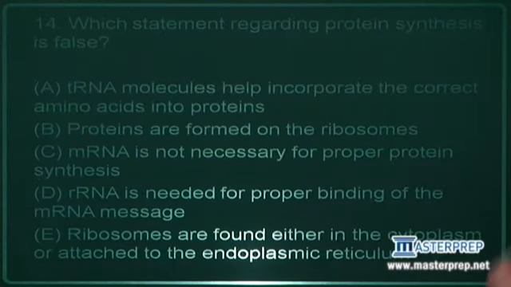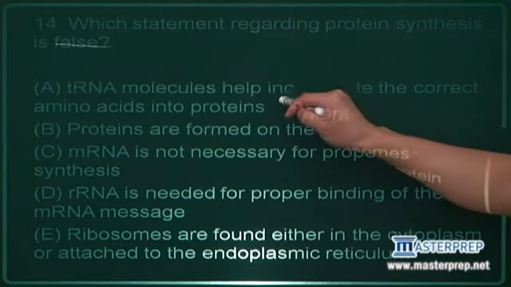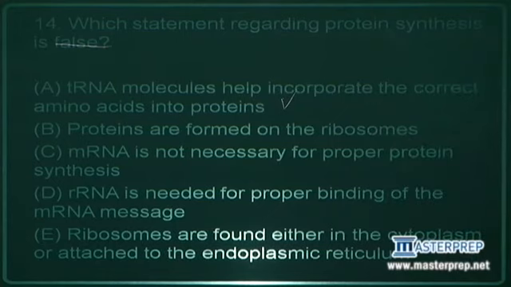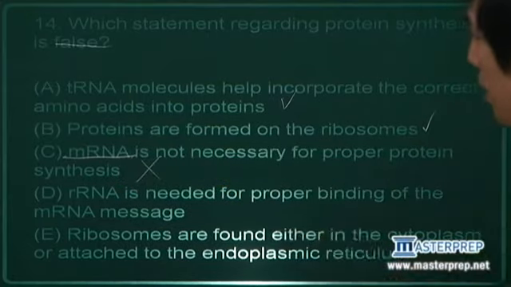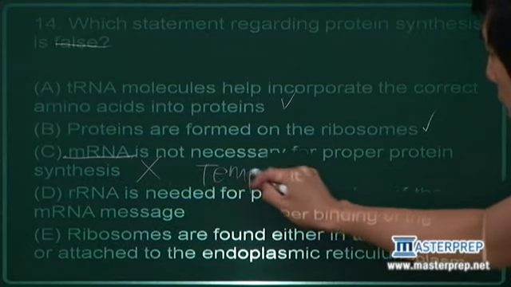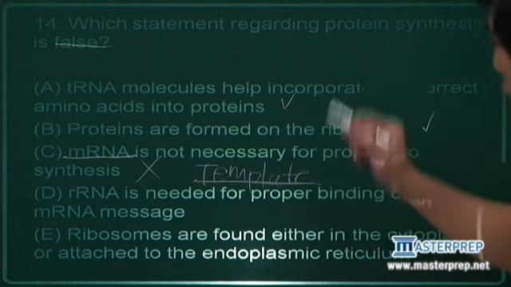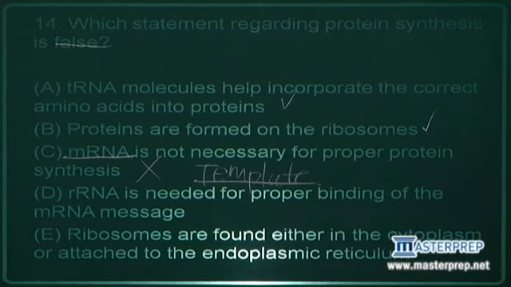Okay, 14. Which statement regarding protein synthesis is false? Okay, we've got to find the false one. A, tRNA molecules help incorporate the correct amino acid into proteins. Yes, it is correct, right? And B, proteins are formed on the ribosomes, correct? C, mRNA is not necessary for proper protein synthesis. Definitely not, because mRNA is the one that acts as a template, and without it, we cannot make protein. D, rRNA is needed for proper binding of the mRNA message.